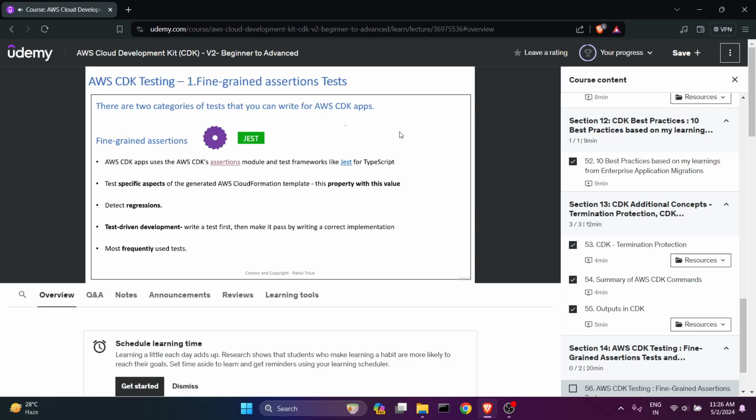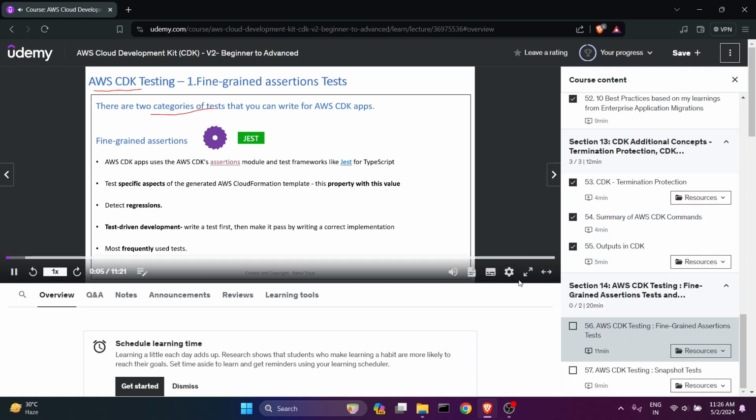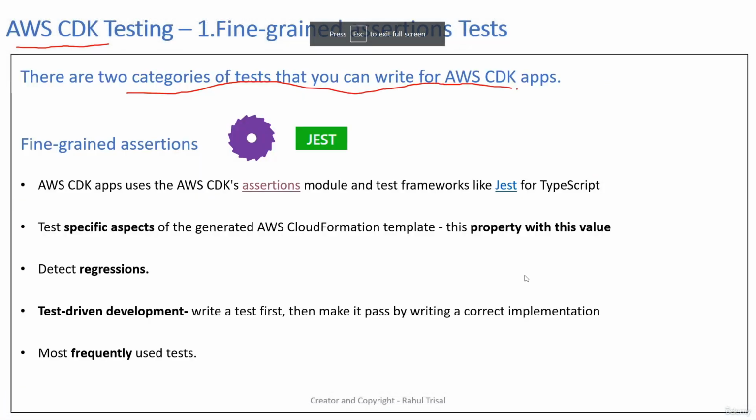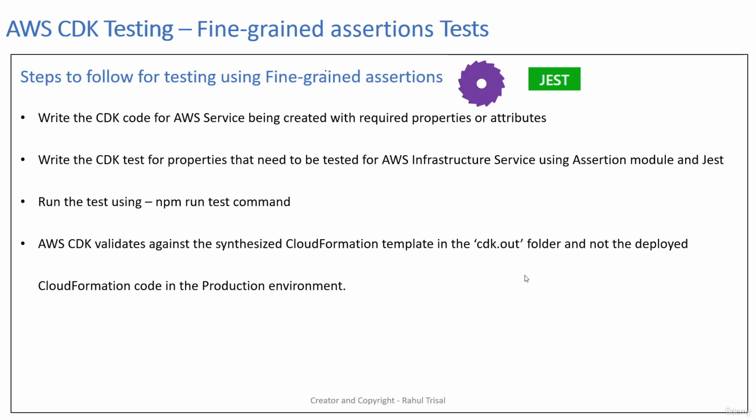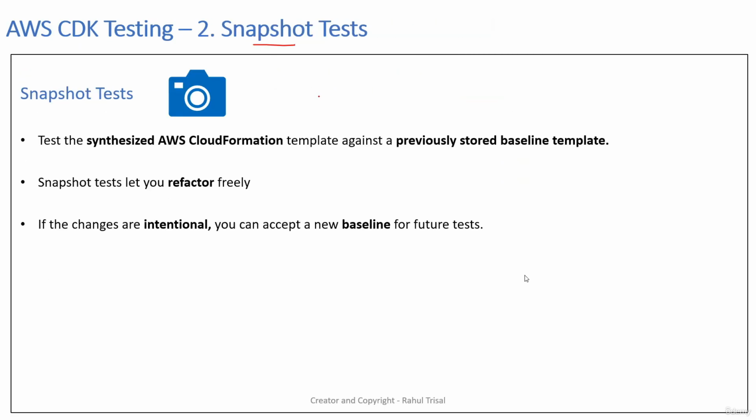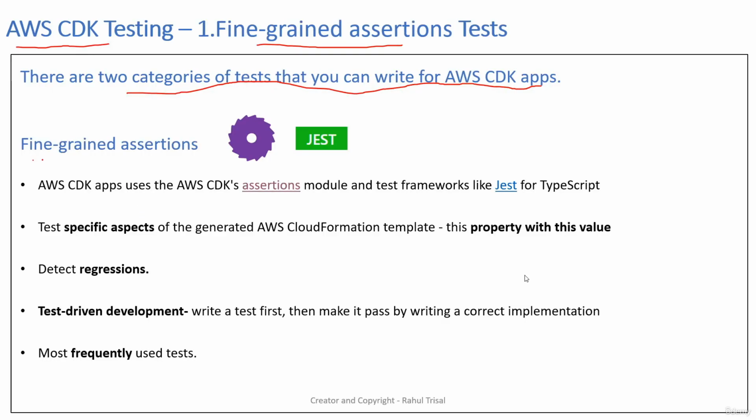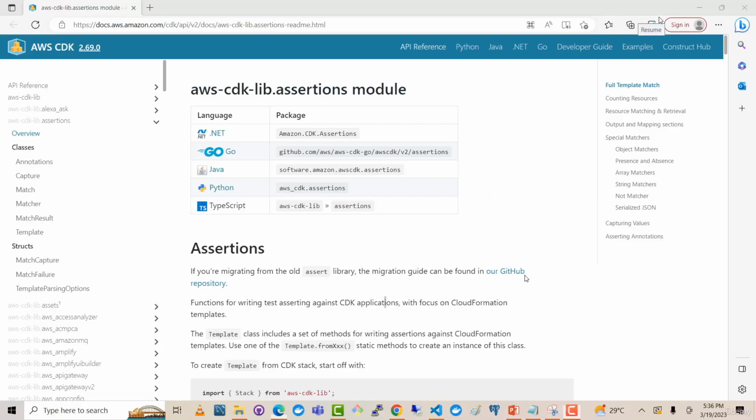So in this lecture, we're going to learn about AWS CDK testing. There are two categories of tests that you can write for AWS CDK apps. One is the fine-grained assertion test, and the second one is the snapshot test. Now, for fine-grained assertions, AWS CDK apps use the AWS CDK assertions module and a test framework like Jest for TypeScript.